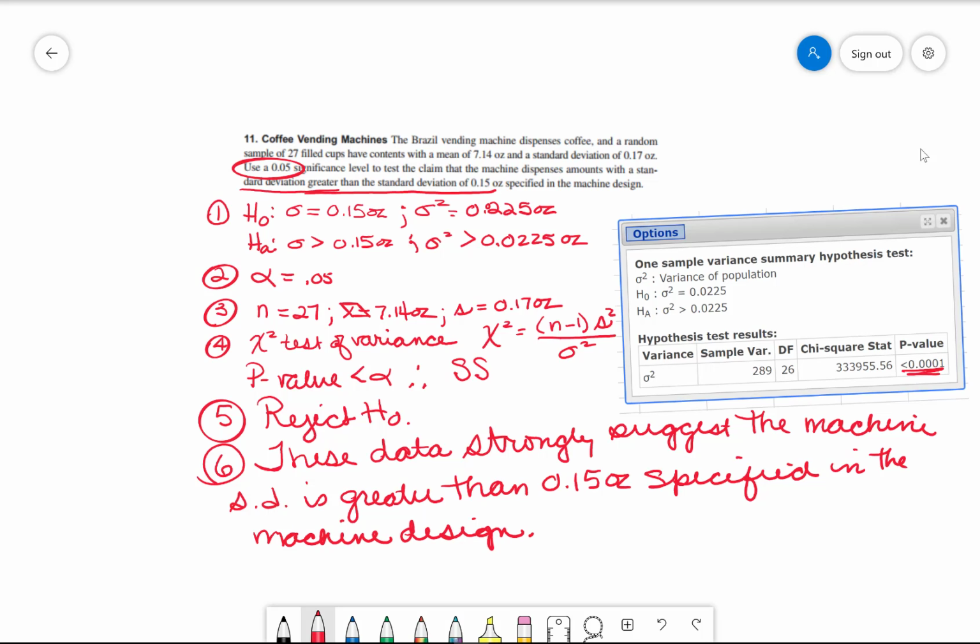Okay, and now I got an awful lot of that. Let me do a highlighter here. I got an awful lot of that phrasing right out of the problem. So there's my 6-step test.